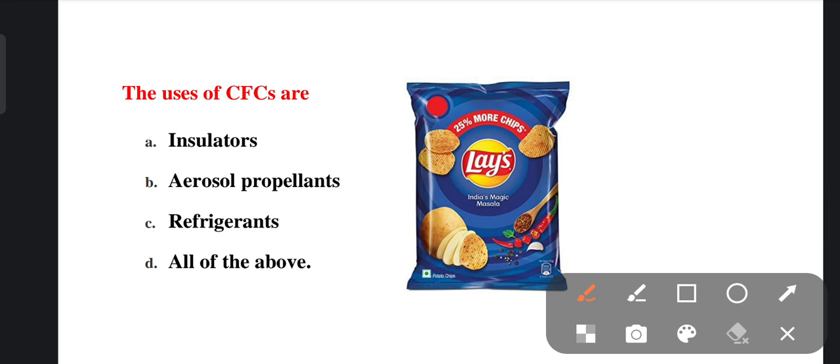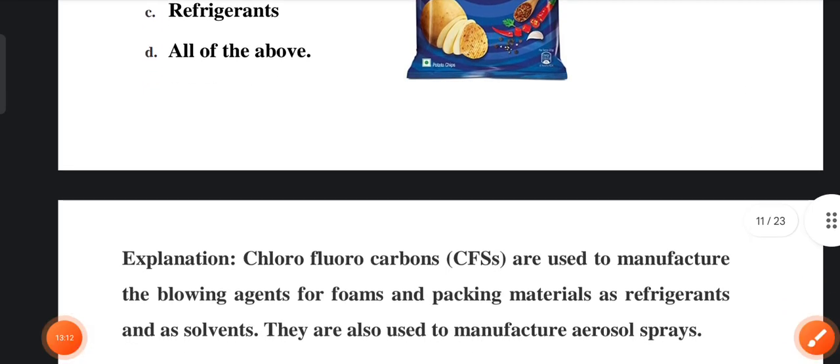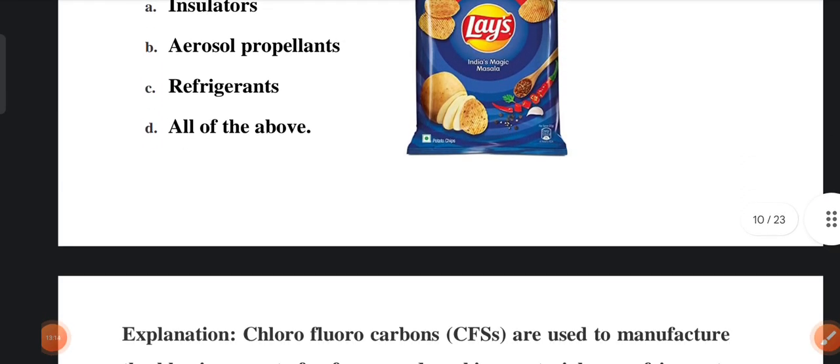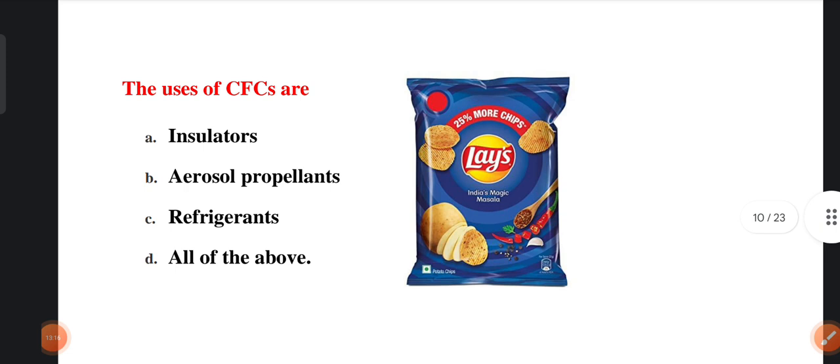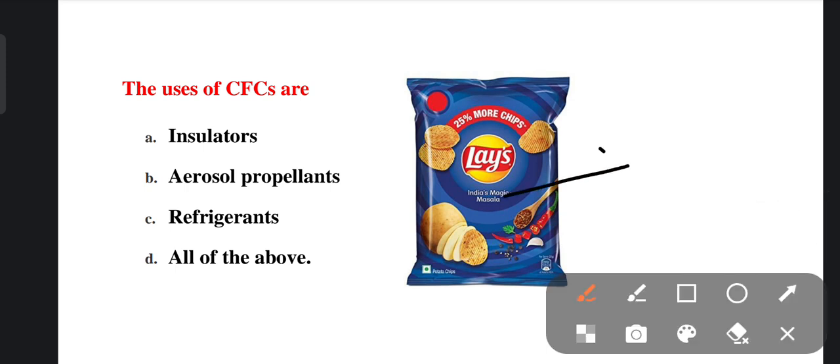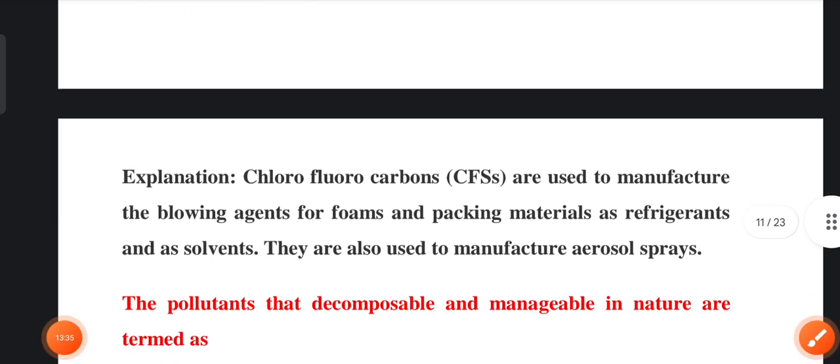So in the layers also we can observe the CFC. Chlorofluorocarbons we can observe in this kind of packages also. Why? Because it will blow the package of the contents. They are using this kind of packets also. CFC content also we can observe.